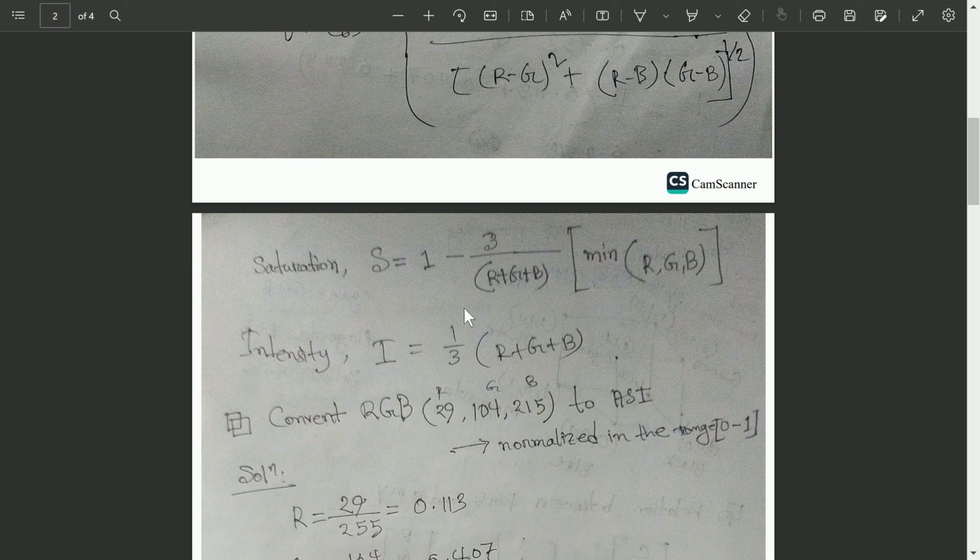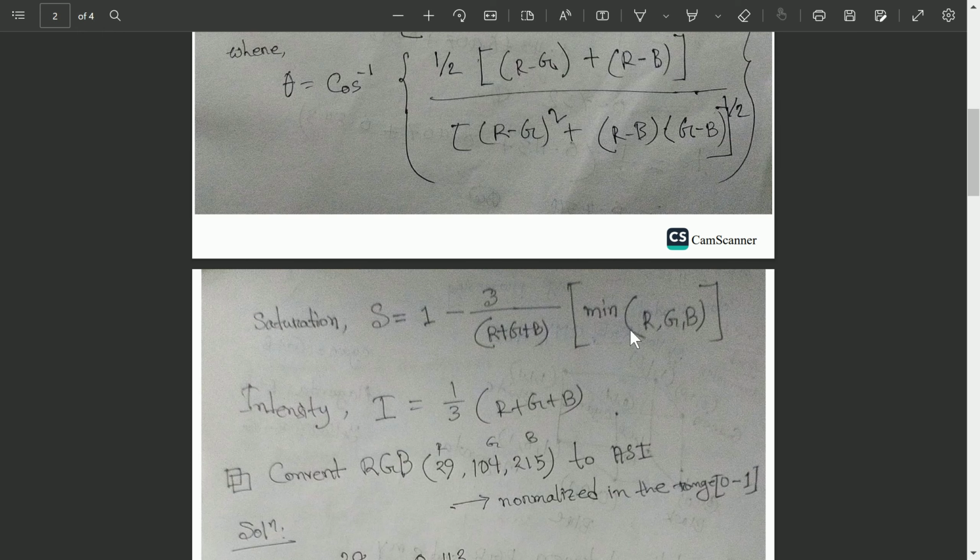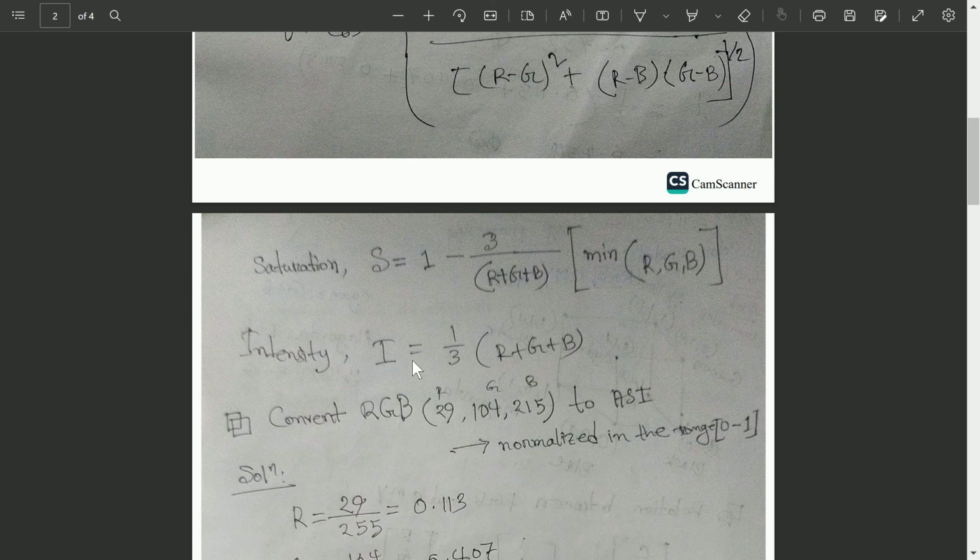And similarly the saturation S is equal to 1 minus 3 divided by (R plus G plus B) into the minimum value of RGB. That means the minimum value of RGB will be taken, when converting from RGB to HSI, and that value will be multiplied with this part. And intensity I is equal to 1 by 3 into (R plus G plus B).